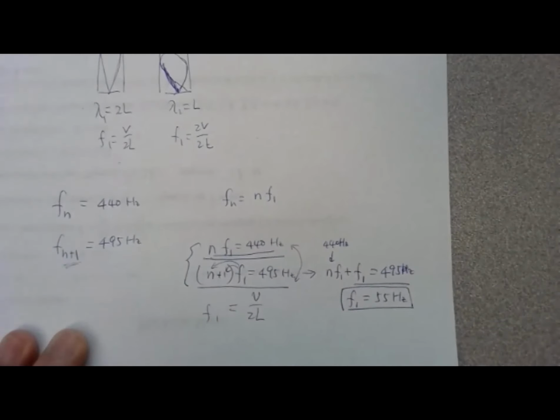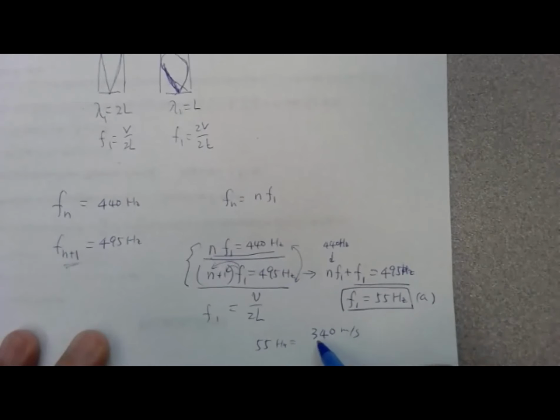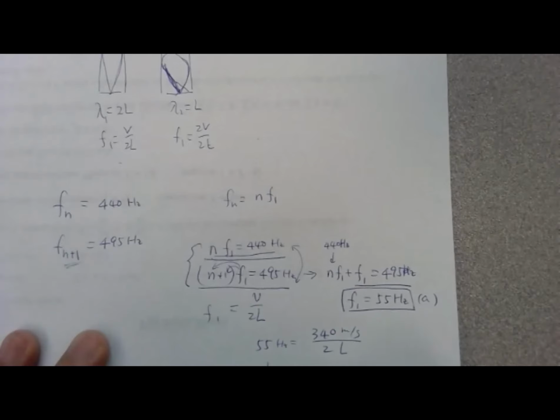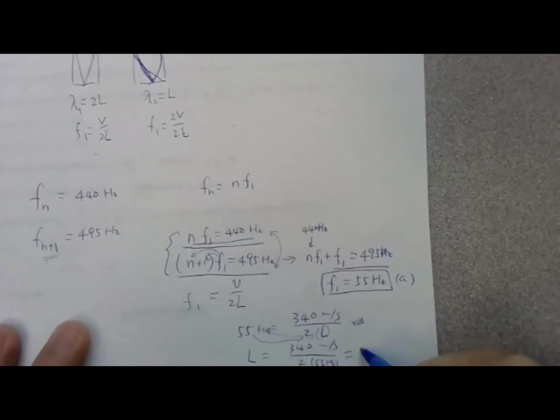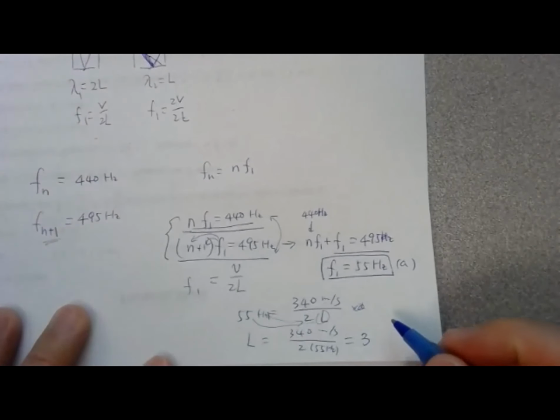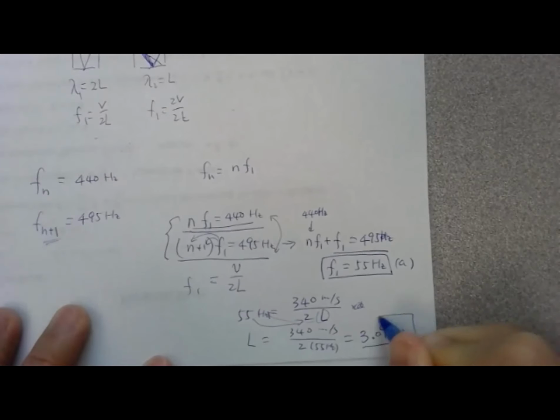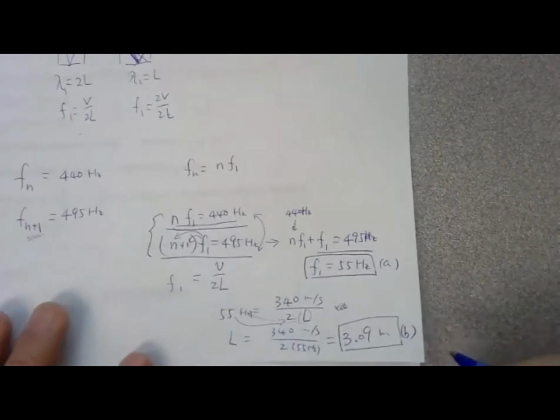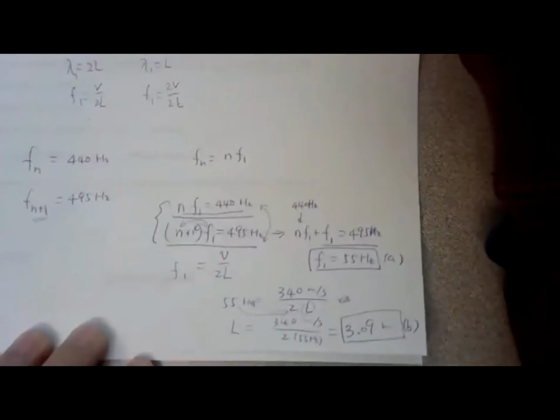If you got 55 Hertz, then you are right. Now, this is part A. Now you'll be solving for L. So 55 Hertz is equal to V, 340 meters per second, divided by 2 times L. Then L equals 340 divided by 2 times 55. Basically, it's cross multiplication: move this over here and that down there. That will give you 3.09 meters for the length of the pipe. This is for part B. If you get about 3.1 or 3.09, then you are right as well.